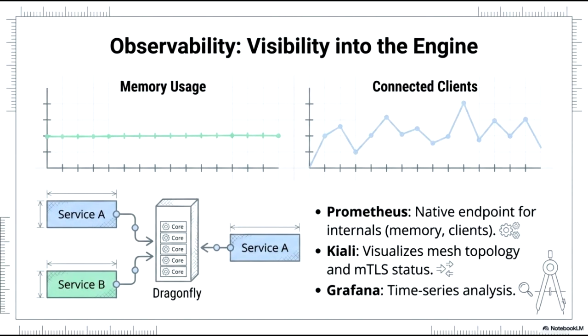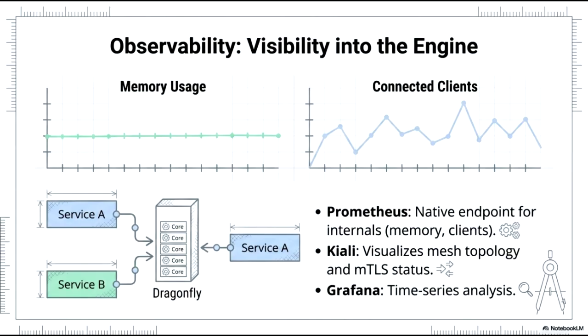Observability provides essential visibility into the engine, ensuring we can monitor and maintain system health effectively. By tracking metrics such as memory usage and connected clients, we gain immediate insights into how the system handles current workloads. The diagram illustrates the interaction between Service A, Service B, and the multi-core Dragonfly engine, highlighting its capacity to process requests across multiple cores simultaneously.